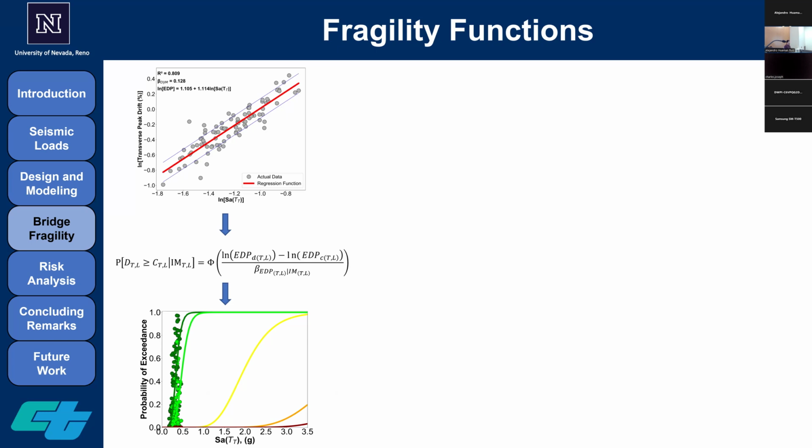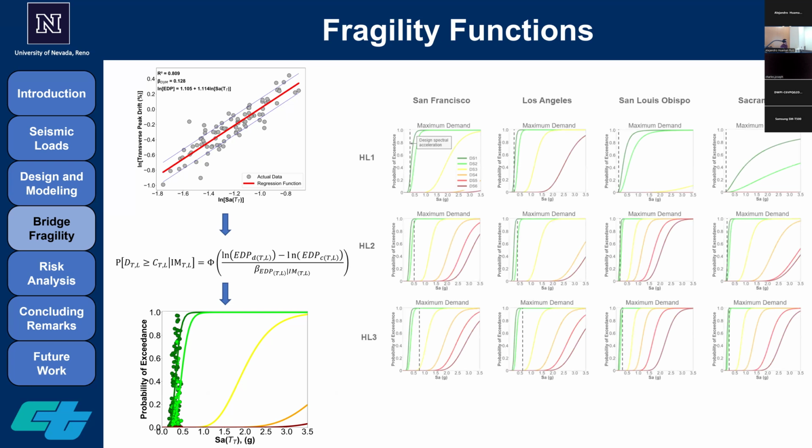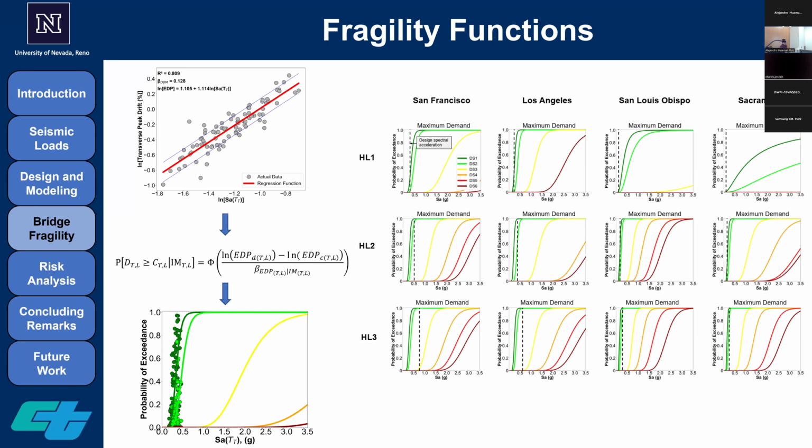By using the same procedure, we were able to generate fragility curves for all different locations. In this figure, from left to right, you can see San Francisco and Los Angeles, then more seismically active areas going to San Luis and Sacramento. As we go down, the hazard level increases from HL1, which corresponds to a 50-year return period, to HL3. This dotted line is the corresponding design spectral acceleration at the fundamental period of the bridge.